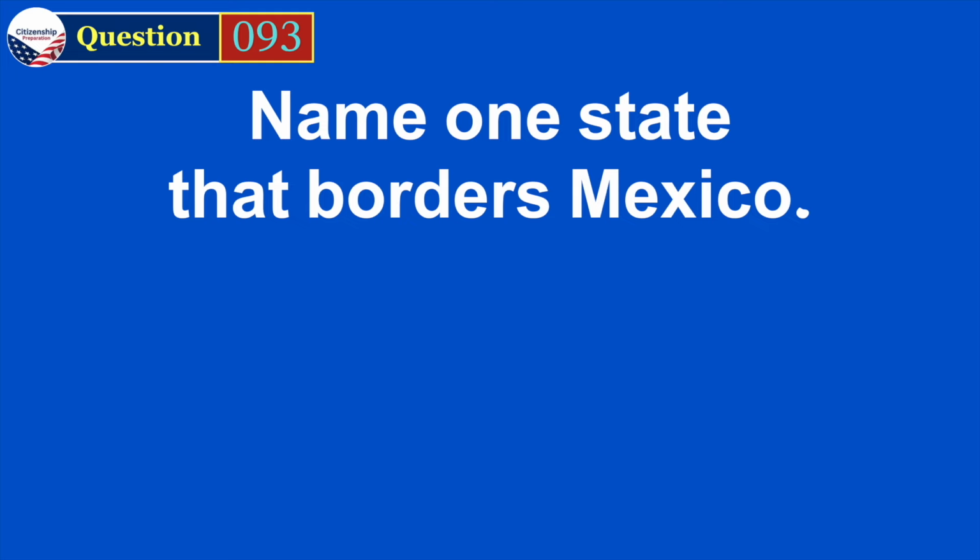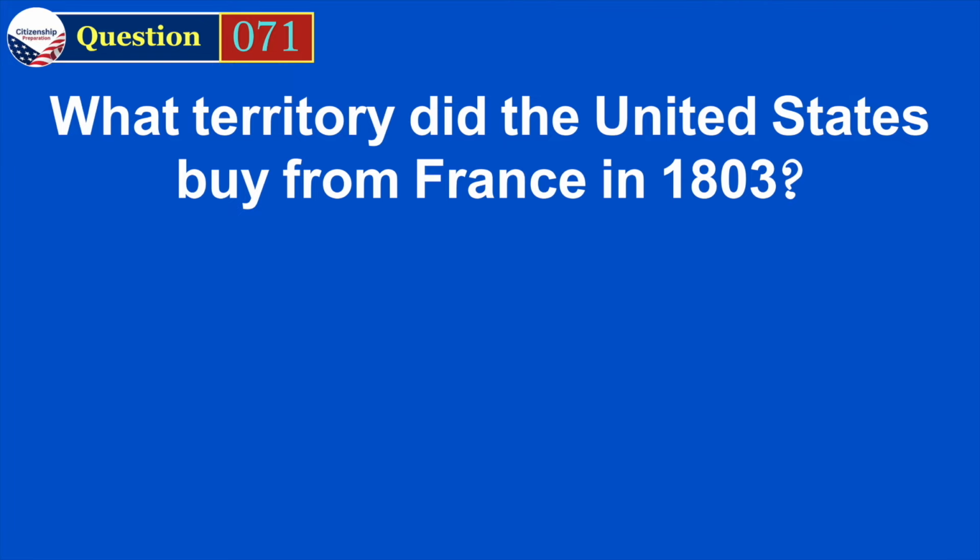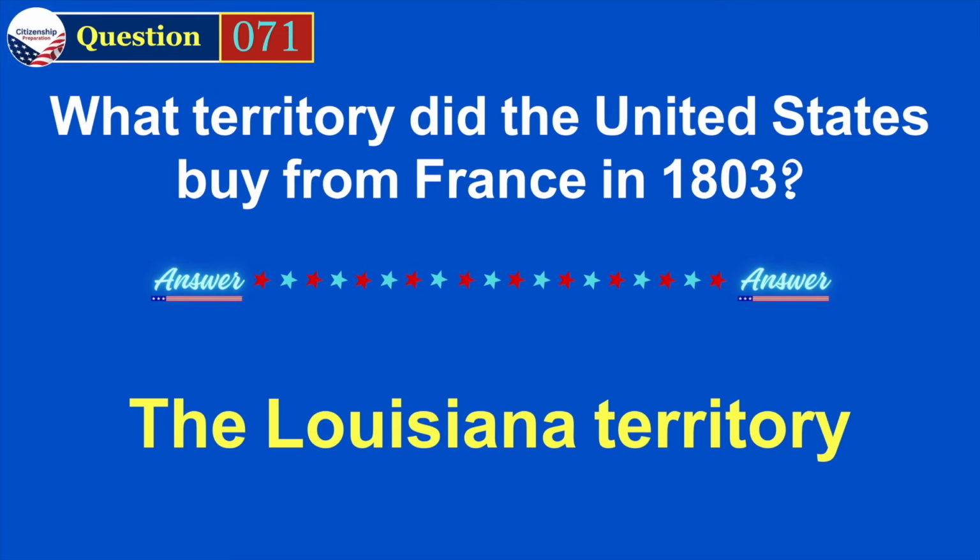Name one state that borders Mexico. California. What territory did the United States buy from France in 1803? The Louisiana Territory.